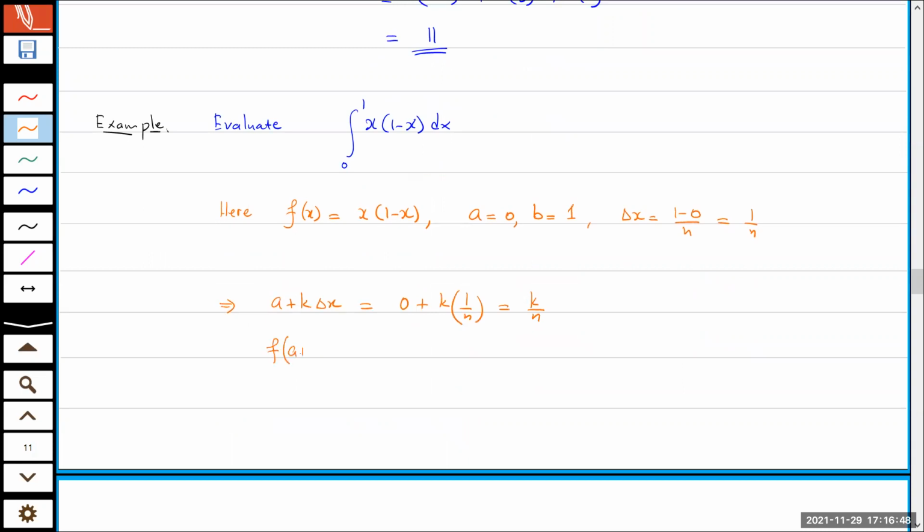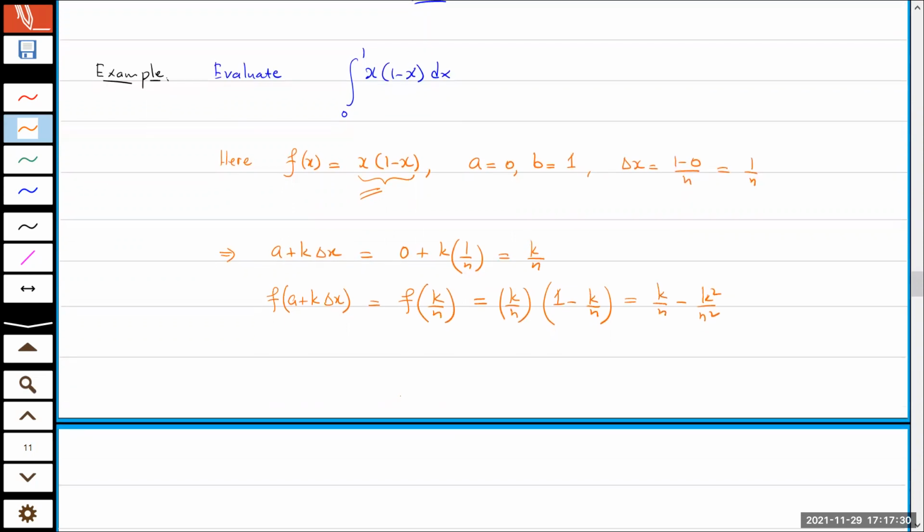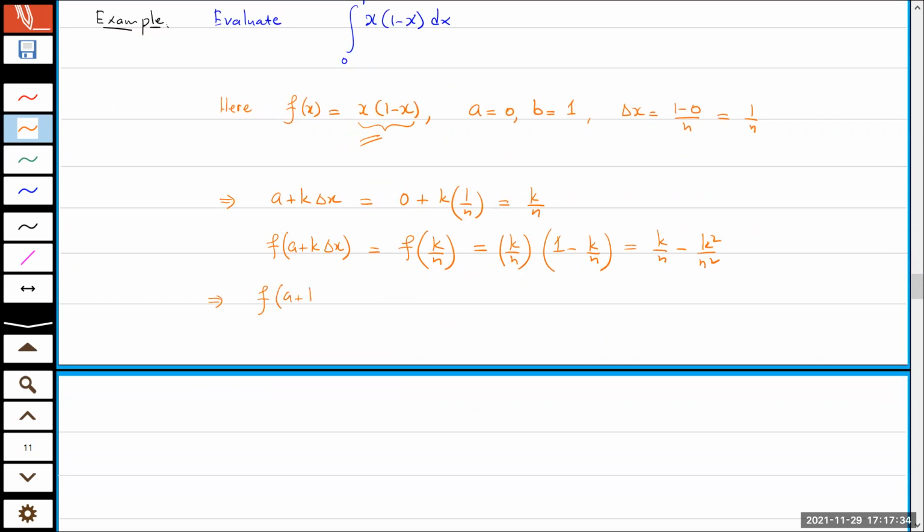Then when I calculate f of a plus k delta x, constructing the Riemann sums, this is f of k over n. f equals x times (1 minus x) right here. I replace every x by k over n, so this is k over n times (1 minus k over n). I'm using this as my function f. Multiplying them through, I get k over n, minus k squared over n squared. Now I have to multiply this with delta x. f of a plus k delta x times delta x is k over n, k squared over n squared, times k over n. This gives us k squared over n squared, minus k cubed divided by n cubed.